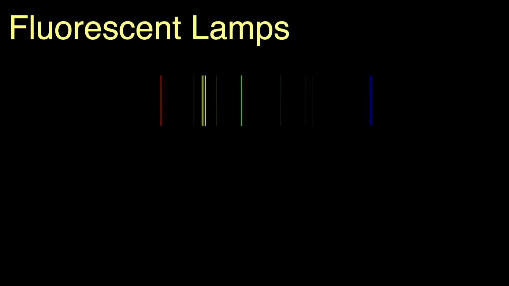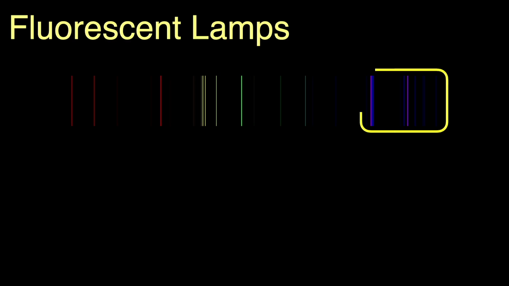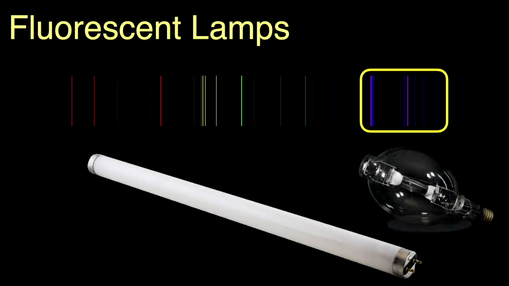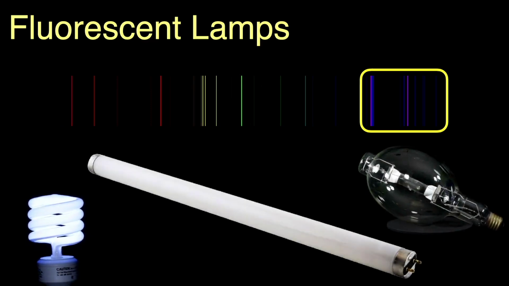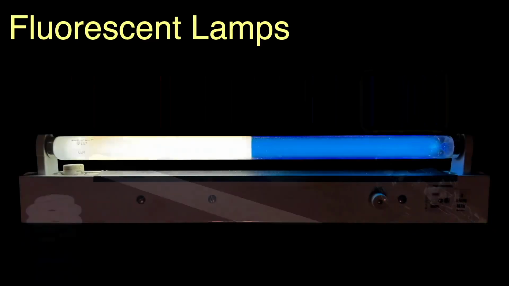Remember that spectrum of mercury I showed you a bit back? Let me add those extra ultraviolet colors given off by the excited mercury I didn't show you. Here they are. These intense ultraviolet colors are used in the common fluorescent lamp. But it takes more than just mercury.